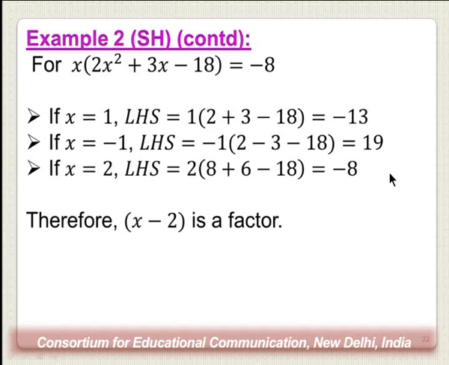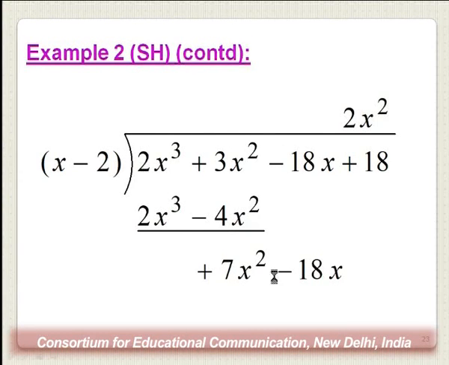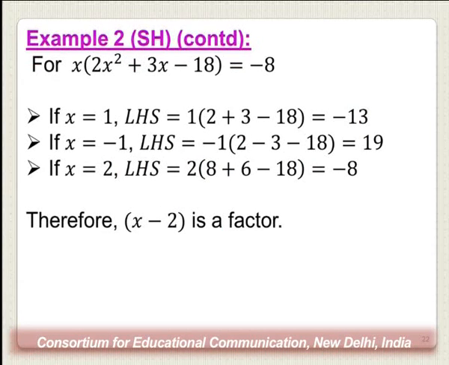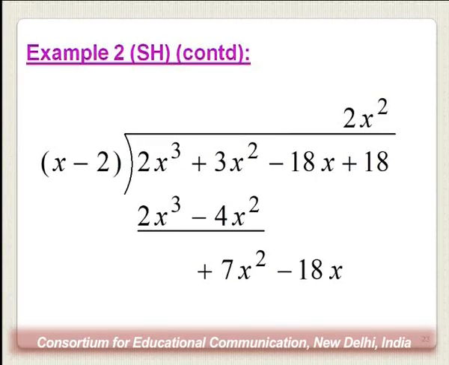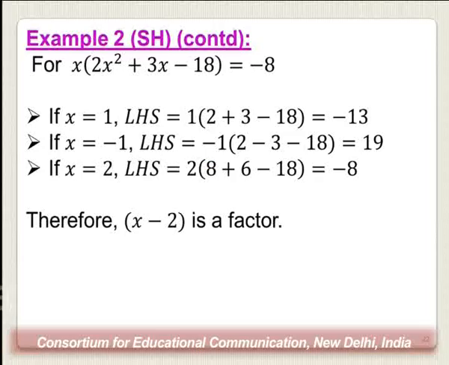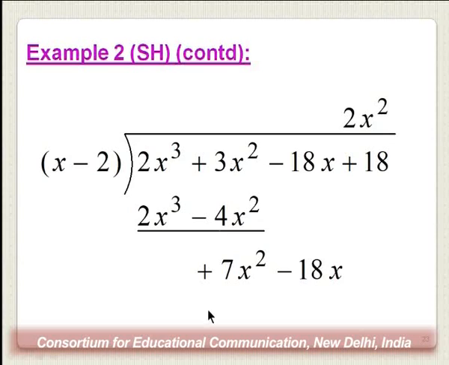So clearly x equal to 2 is an integer root, and we can say that x minus 2 is a factor here. Therefore, if we look at the polynomial, x minus 2 will be a factor. And now what I can do is, to factorize further, I can divide this polynomial that I have, 2x cubed plus 3x squared minus 18x plus 8 by x minus 2.